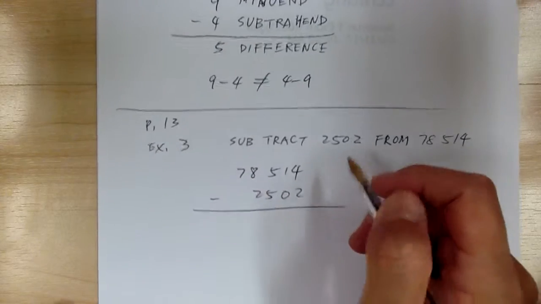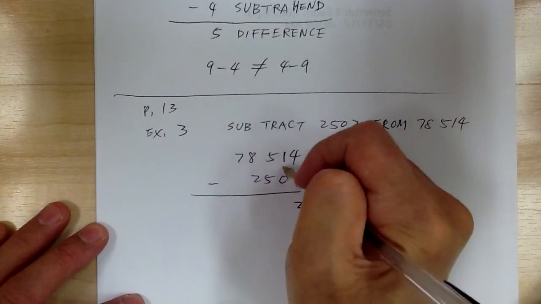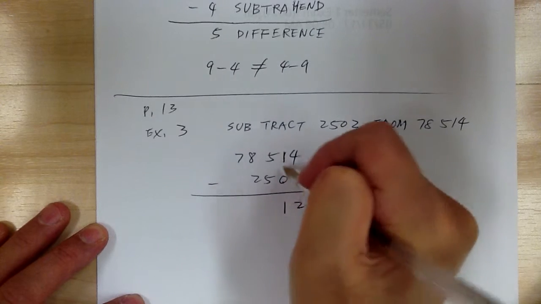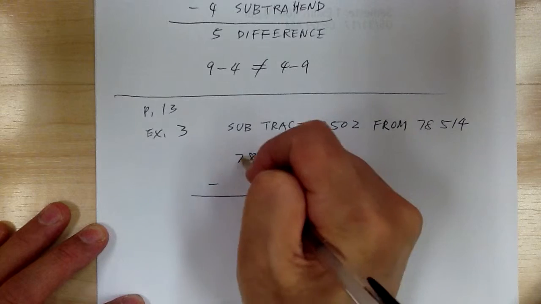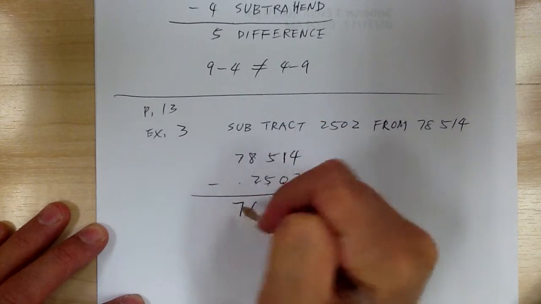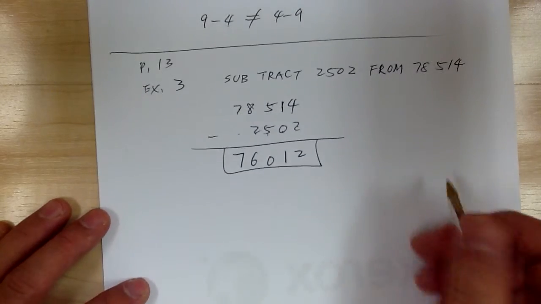So when you subtract, 4 minus 2 gives you 2, right? So that's easy. 1 minus 0 gives you 1. 5 minus 5 gives you 0. 8 minus 2 gives you 6. 7 minus nothing gives you 7. And so that's your answer. So it's fairly easy.